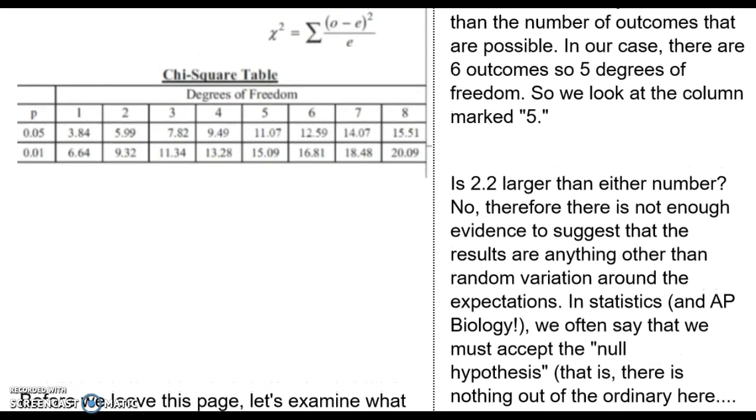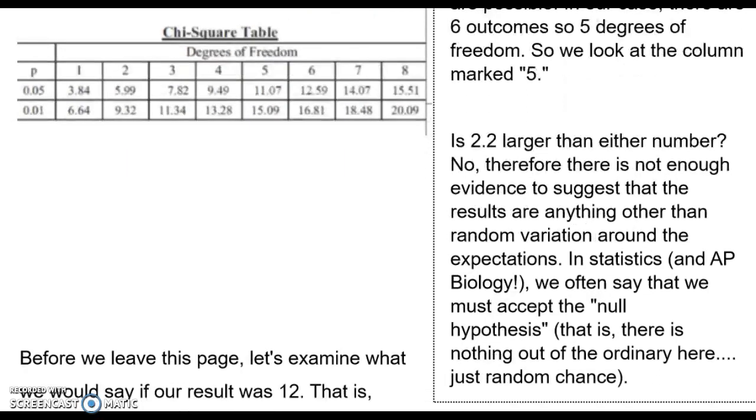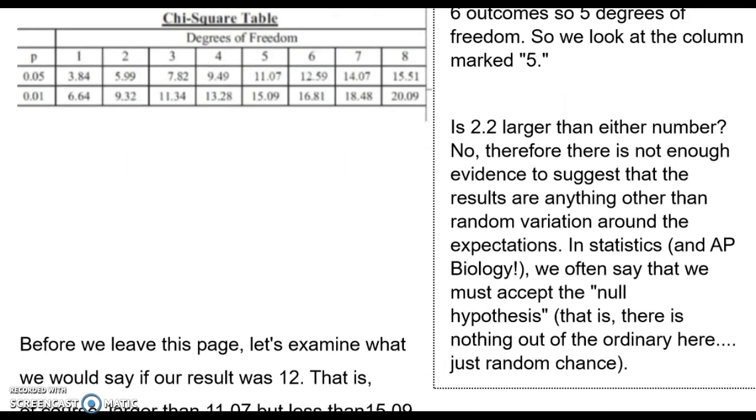Is 2.2 larger than either number? Well, clearly it's not. It's smaller than 11.7, it's smaller than 15.9, and so there's not enough evidence to suggest the results are anything other than random variation, okay? That the assumption that the sides are equally likely is still valid. In statistics and AP biology, another way of saying that is that we accept the null hypothesis. It's a very specialized language that just means that there's nothing out of the ordinary here, that the results are really just due to random chance.